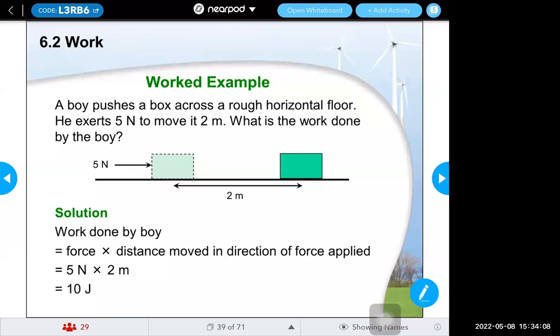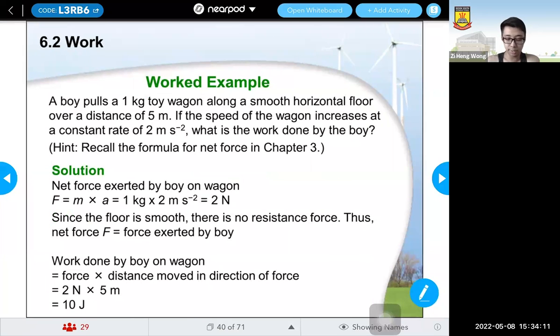Okay, another example, slightly more complicated, to merge together with a little bit of content from chapter 3. A boy pulls a 1 kg toy wagon along a smooth horizontal floor, smooth meaning there's no friction, over a distance of 5 meters. The speed of the wagon increases at a constant rate of 2 meters per second squared. So the acceleration is 2 meters per second squared. Remember, acceleration is the rate of change in speed. What is the work done by the boy?